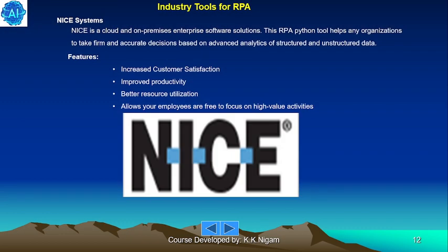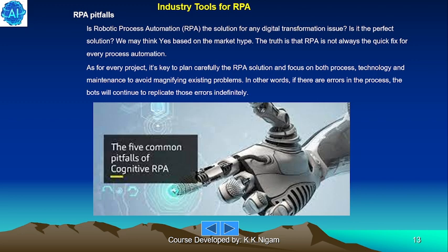NICE Systems. NICE is a cloud and on premises enterprise software solution. This RPA Python tool helps organizations to make firm and accurate decisions based on advanced analytics of structured and unstructured data. Features: increased customer satisfaction, improved productivity, better resource utilization, allows your employees to be free to focus on high value activities. RPA pitfalls.